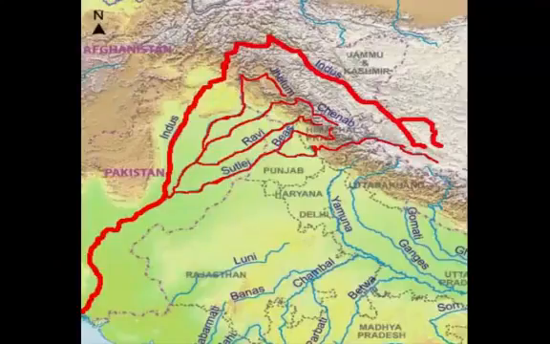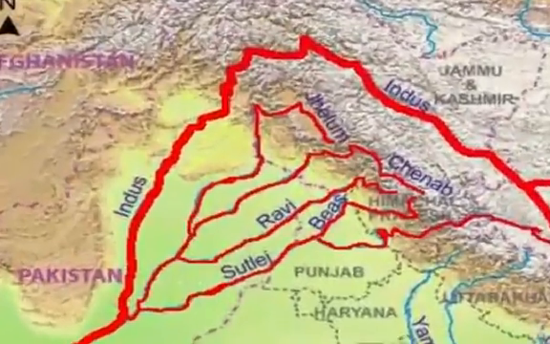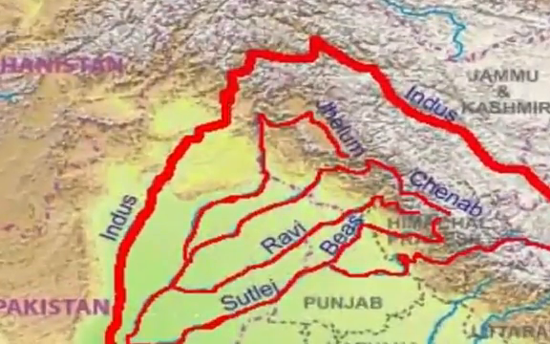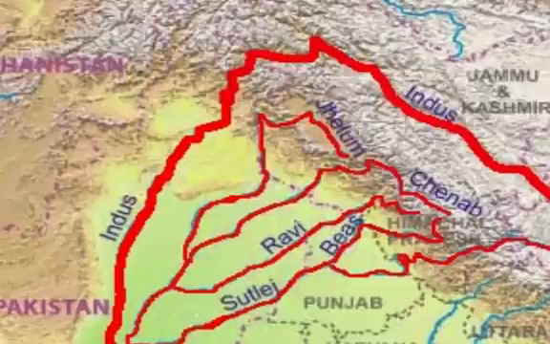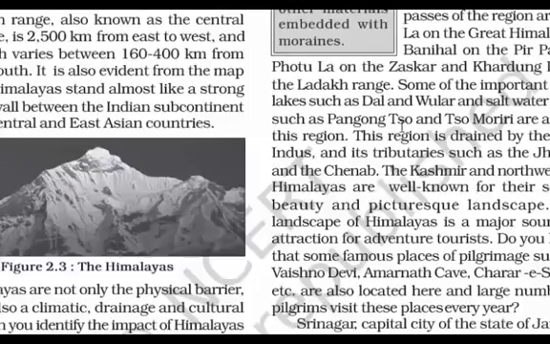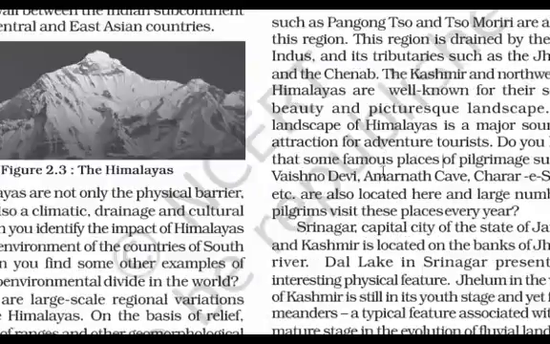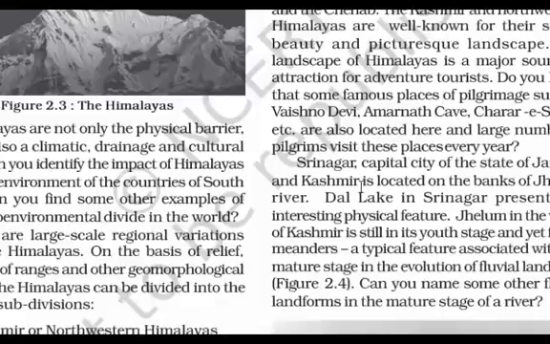The Kashmir region is drained by the river Indus, and its tributaries are Jhelum and Chenab. These two only flow in Kashmir. The other three go in Punjab. The Kashmir and northwestern Himalayas are well known for their scenic beauty and picturesque landscape. Now there are a few famous places of pilgrimage such as Vaishno Devi, Amarnath Cave, etc. So this is all about Kashmir and northwestern Himalayas.